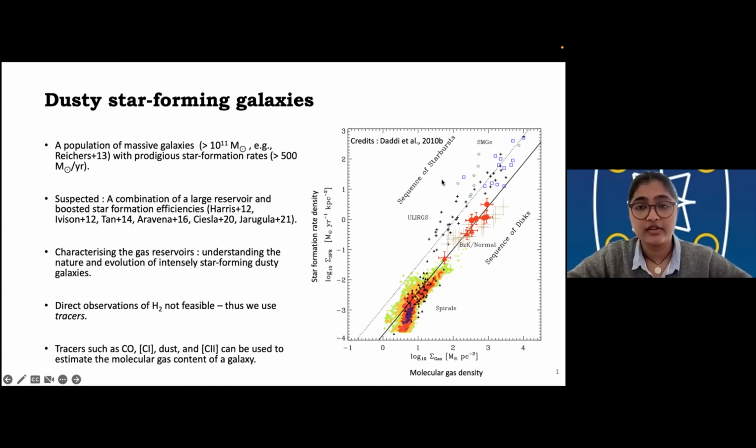Generally, it is suspected that for such intensely star-forming galaxies, there could be a combination of both a large gas reservoir as well as an increase in star formation efficiency. In this work, we try to understand what drives the star formation in such galaxies. One way of doing so is by characterizing the gas reservoir, as it can give us some clues about the nature of these galaxies. Since we can't directly observe the molecular hydrogen content, we rely on gas tracers such as CO, the neutral carbon line, dust, and C+.